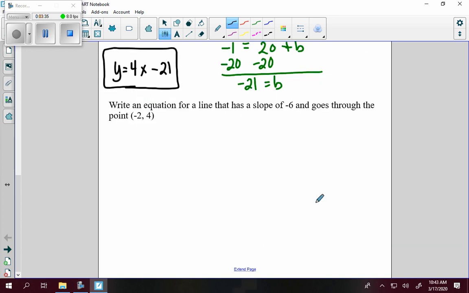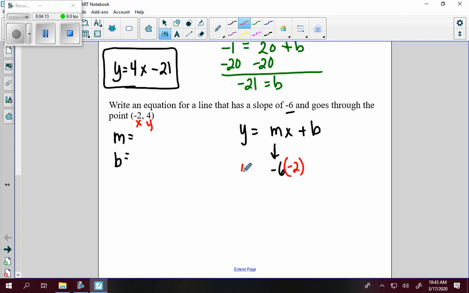When you're done, come on back. All right, write an equation for a line that has a slope of negative 6 and goes through the point negative 2, 4. I know that if I find an m and a b, I can write my equation. I've been given an m, which is negative 6, so y equals mx plus b. I'm going to put a negative 6 in for m, and my points x, y are going to be negative 2 and 4.